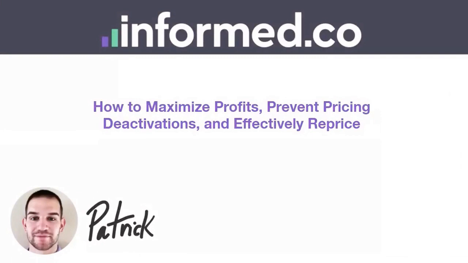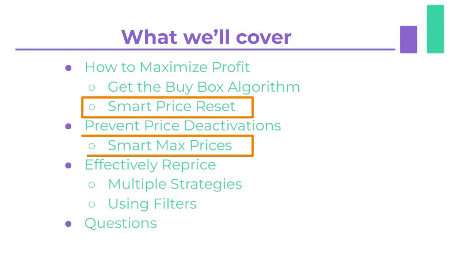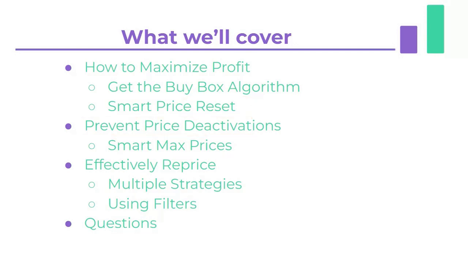So without further ado, today what we're going to be covering is, first I'm going to go over how to maximize profits, and mainly I'll be going over how to use our Get the Buy Box algorithm, along with some of our settings. Two of the new settings that we released and that we're really excited about are the Smart Price Reset and the Smart Max. These are designed to help maximize your profit while also preventing price deactivations, because we know that's a big part of some of the difficulties that our sellers are facing right now. So we created a setting just for that and to help prevent those price deactivations.